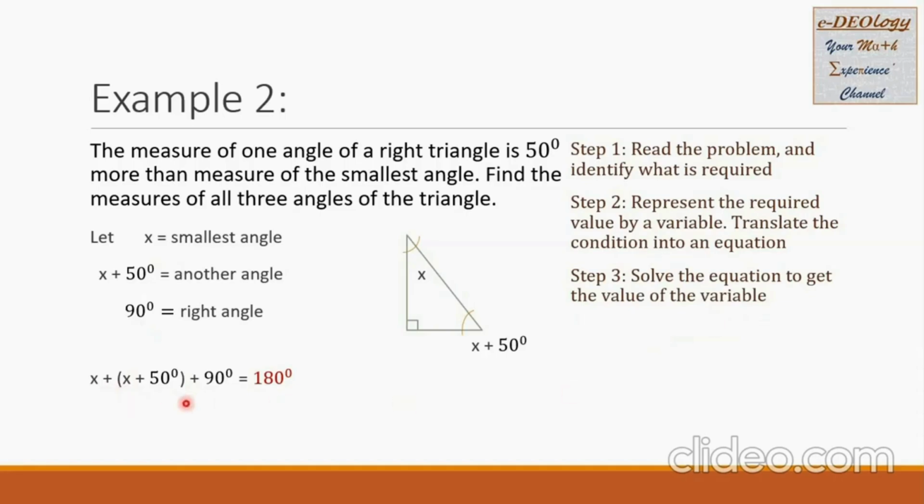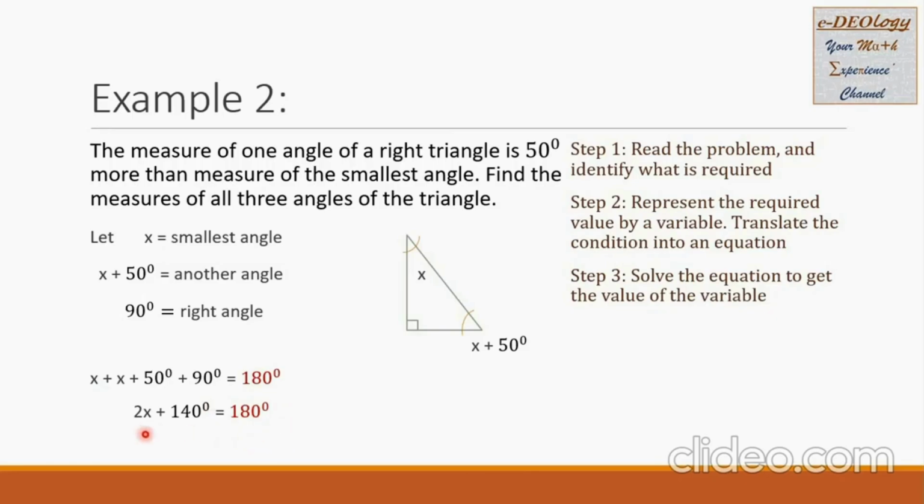First, let us remove the grouping symbol. Since it is preceded by a positive sign, we can remove the grouping symbol right away. It will be like this now, where we can now combine the x and x, also the 50 degrees plus the 90 degrees. We have now 2x plus 140 degrees equals 180 degrees.